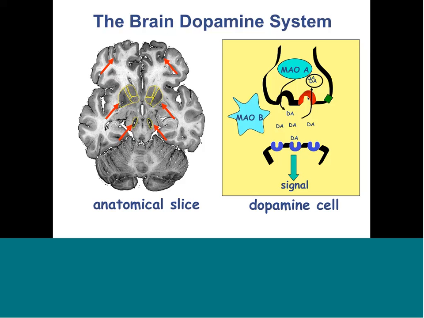Okay. So the red element actually is a part of the cell that picks dopamine back up and stores it. Okay?